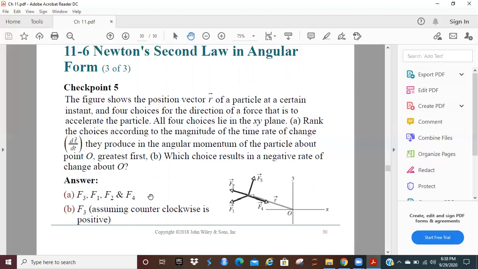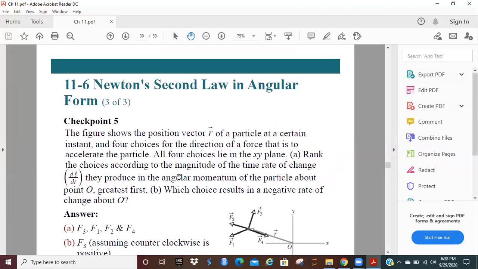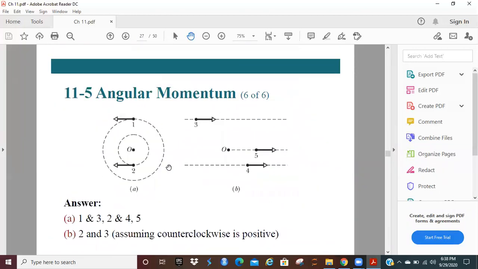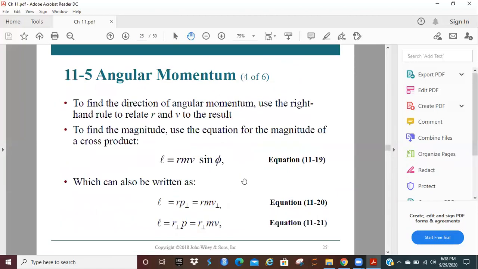The only question is which produce the greatest angular momentum. Now, again, remember your definition of angular momentum. Not so much the torque there. That's not really what we're looking for. What we're looking for here is that angular momentum is going to be r m v sine of theta.